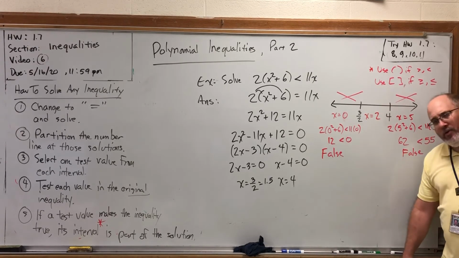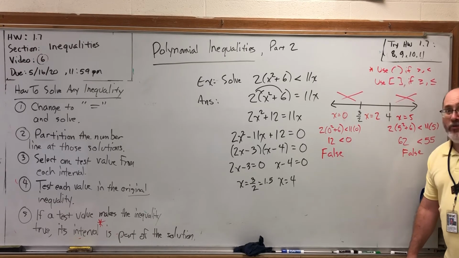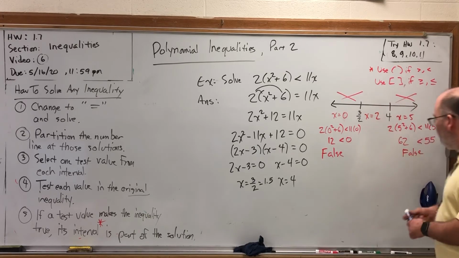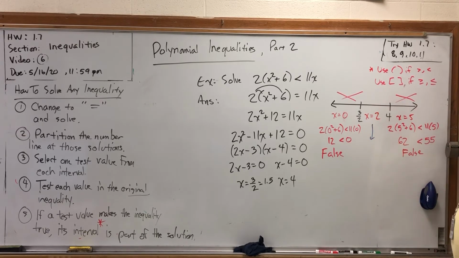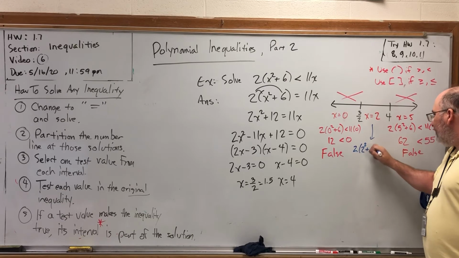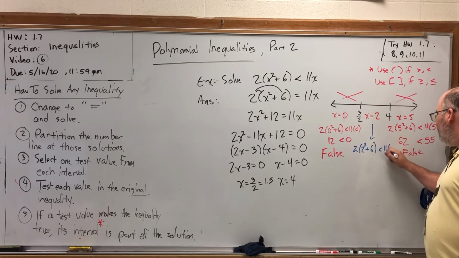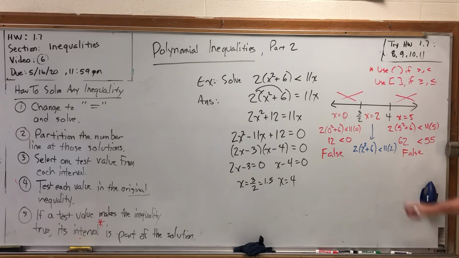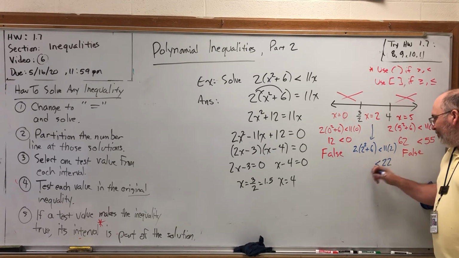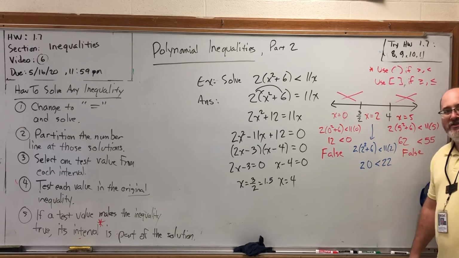Wait a minute, what if we throw away the one in the middle also? Then there would be no solution. So let's check the one in the middle, and I'm going to change colors just for a little bit of readability purposes, and I'll have to slide it down some. So if we check x equals 2, we have 2 times the quantity 2 squared plus 6 is less than 11 times 2. Well, 11 times 2 is 22, so not a lot to look at there. 2 squared is 4. 4 plus 6 is 10. 2 times 10 is 20. 20 is less than 22.